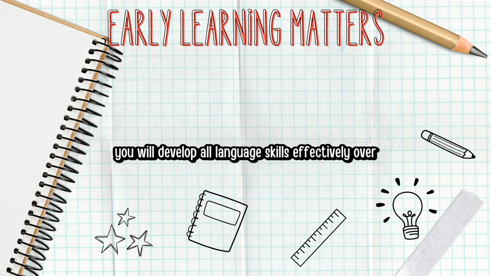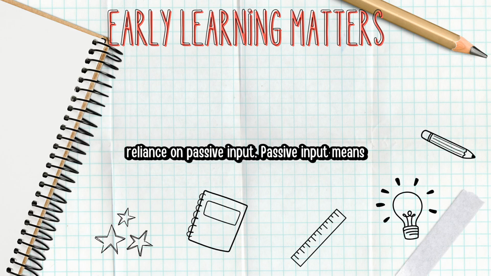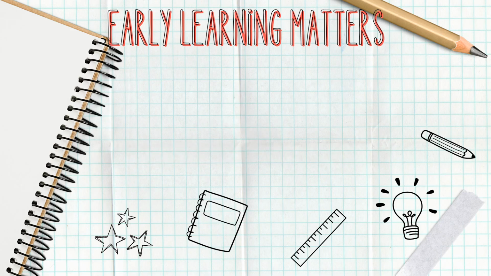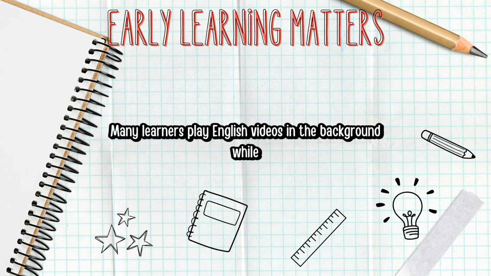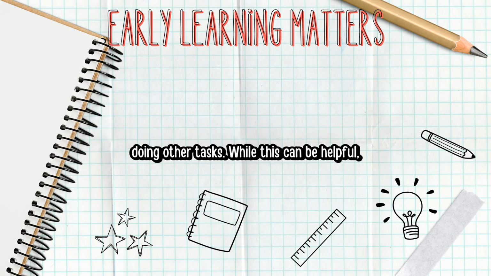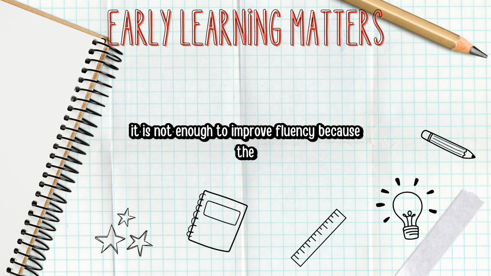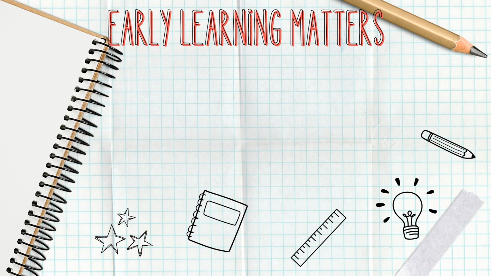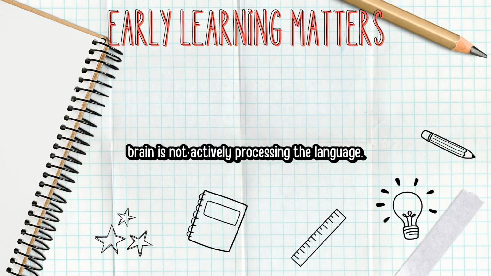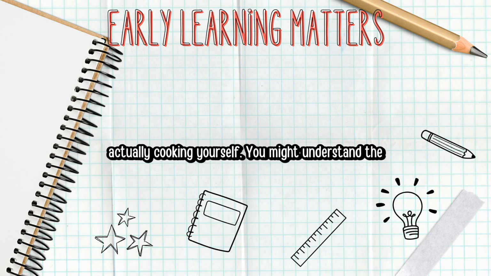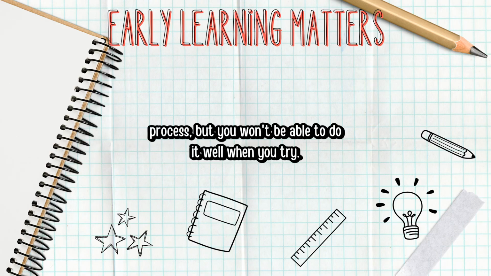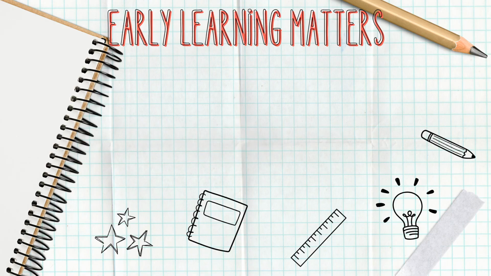Mistake number 2: over-reliance on passive input. Passive input means listening or watching English without paying full attention. Many learners play English videos in the background while doing other tasks. While this can be helpful, it is not enough to improve fluency because the brain is not actively processing the language. Passive input is like watching someone cook without actually cooking yourself. You might understand the process, but you won't be able to do it well when you try.